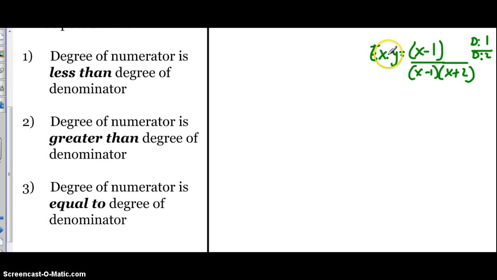So when that happens, it will have a horizontal asymptote of y equals 0. You don't have to worry about anything else. Once you determine the degree, if it's bigger in the denominator, it's going to be y equals 0.